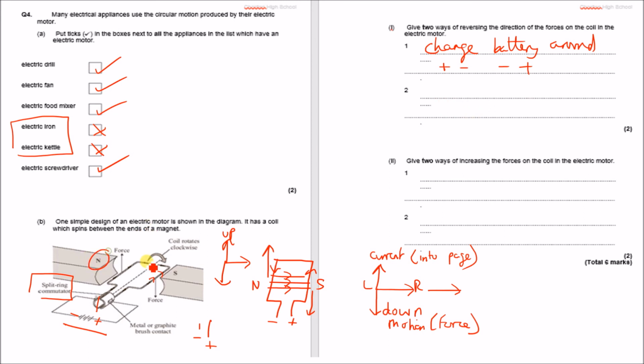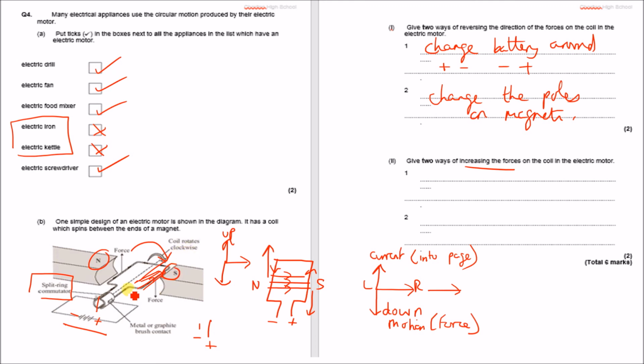What else could we do? Well, if we've got a north pole here and a south pole here, we could swap those two around. So we could change the poles on magnets. Give two ways of increasing the force. Well, again, we've talked about this a lot. We could have a stronger magnet, which would increase the magnetic field. We could have a battery with a higher voltage. We could have more turns on this wire.